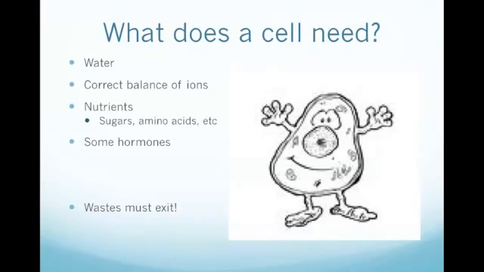So to start off with, we have to look at what a cell needs, because that is the whole purpose of things being transported in and out of a cell. So the basics of what a cell needs is water, a correct balance of ions, nutrients like sugars and amino acids in order to maintain life, and some need hormones. And they also need waste to leave when it is created within the cell.